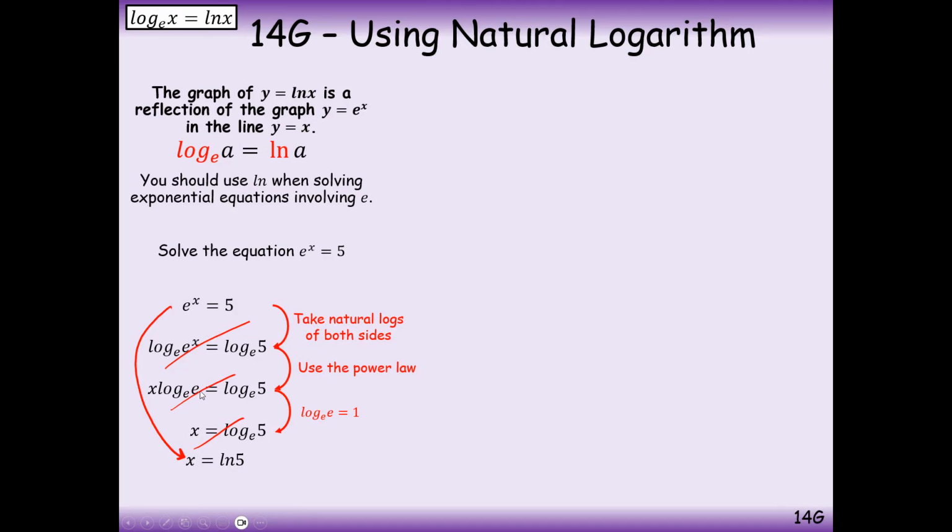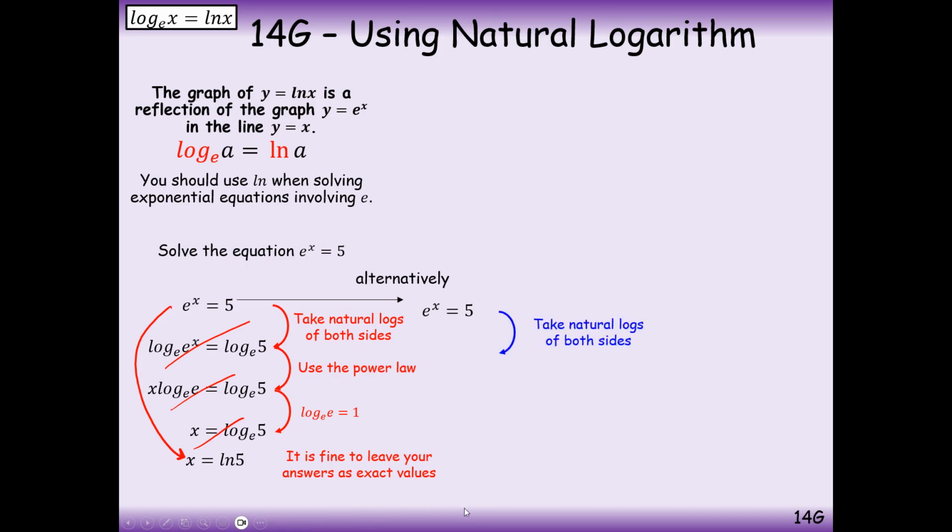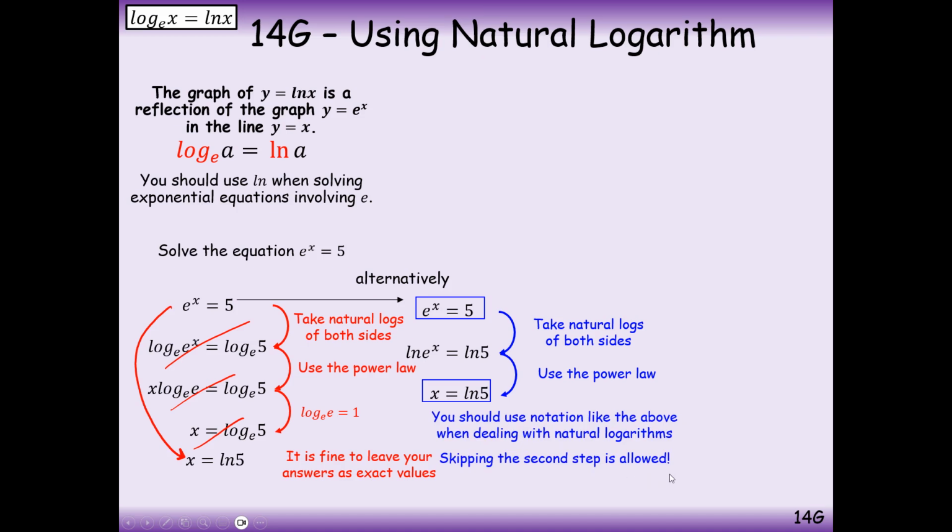Mathematicians understand that you don't need to write log of base e. You don't need to evaluate it. Sometimes it's best to leave it as ln of 5, because writing decimal numbers is actually an inexact form. The exact form is ln of 5. So as I said, you just go and do it the simple way, like so, skipping the second step.